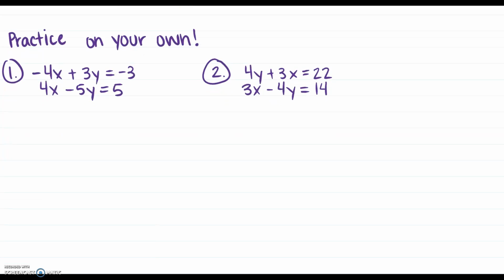All right, you have 2 problems to practice on your own for tomorrow. Make sure you have your answers. These will be graded in class as your bell work. Have a great day.